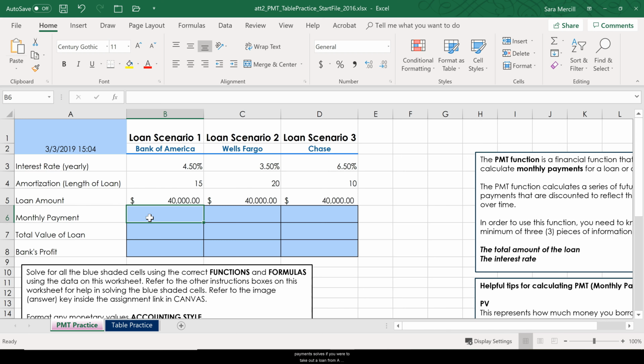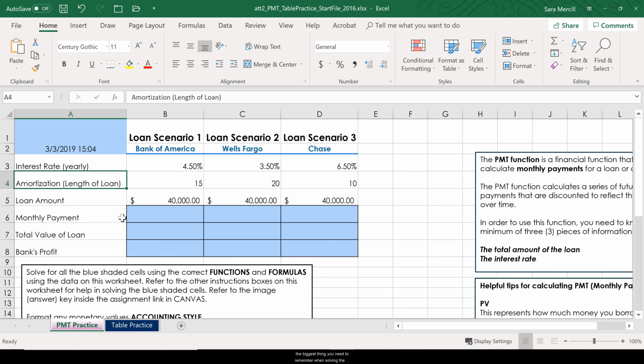The monthly payment solves if you were to take out a loan from a bank and pay that loan back. In this case, I'm borrowing $40,000 from Bank of America, and they are giving me 15 years to pay that back, and they are charging me an interest rate of 4.5%. So I have to pay money to borrow money. That's how our world works. I know that the length of the loan is years because the term amortization means years.